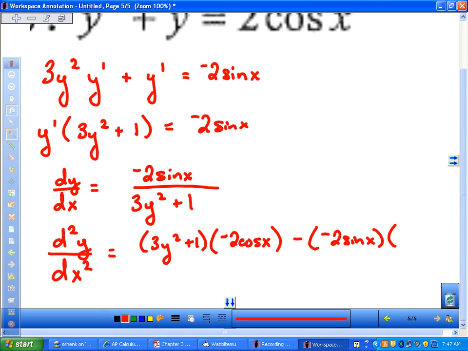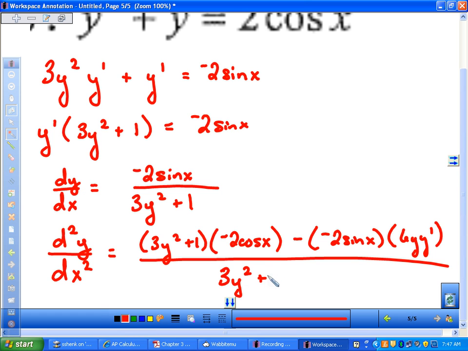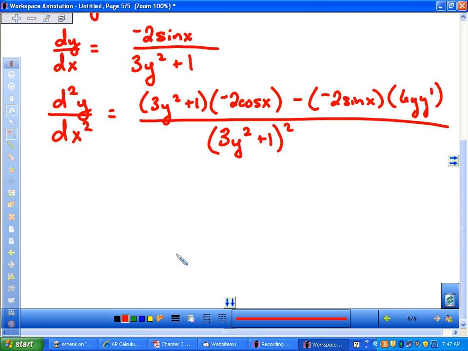What would be the derivative of 3y squared? y prime. 6y, y prime, plus 0, so we really don't need that in there, over the denominator squared, 3y squared plus 1, squared. Okay. And now it just becomes simplification.